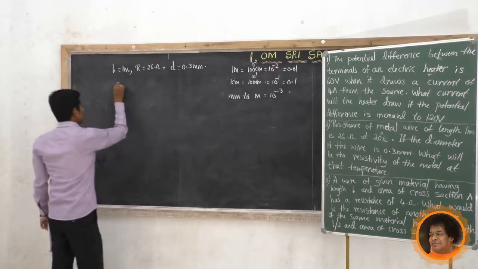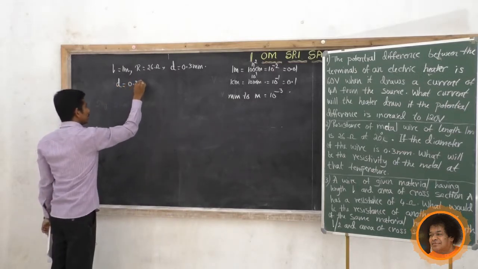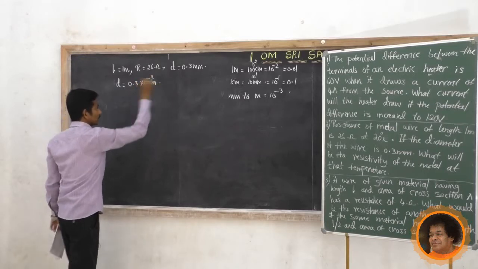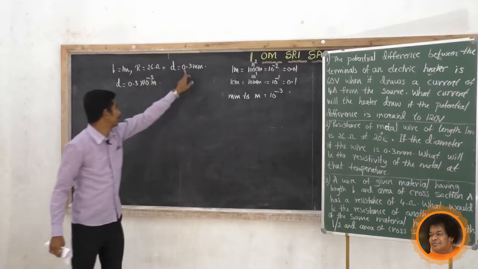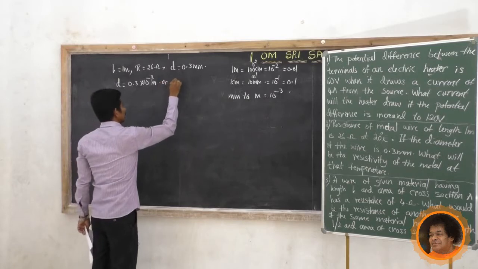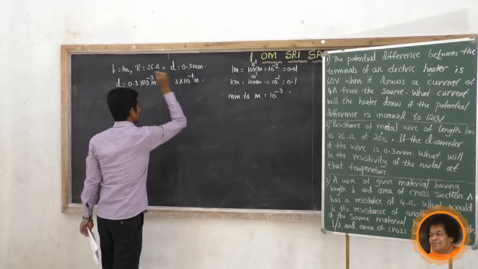Or we can write D equal to 0.3 into 10 to the power minus 3 meter. Now, we converted to SI unit, that is meter. So, millimeter to meter, or we can write 3 into 10 to the power minus 4 meter. So, this is D.